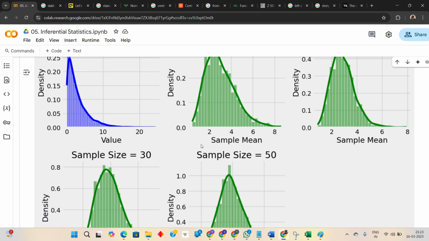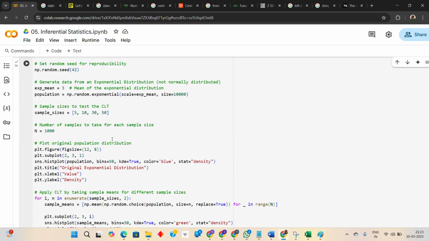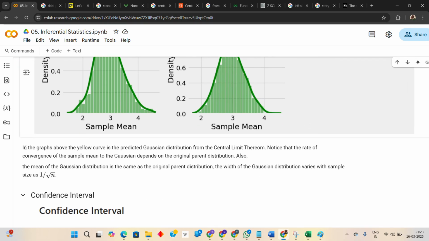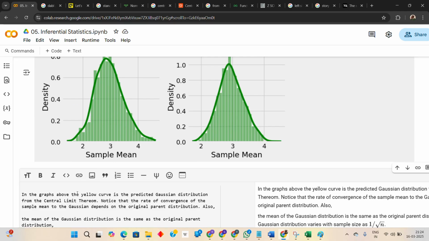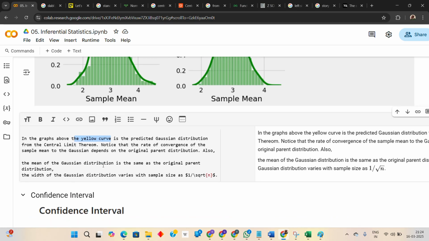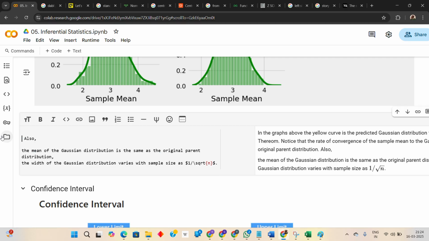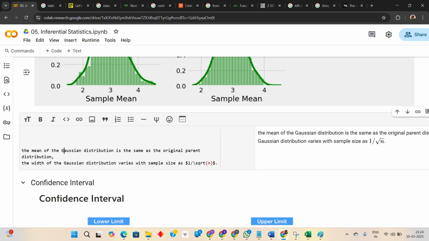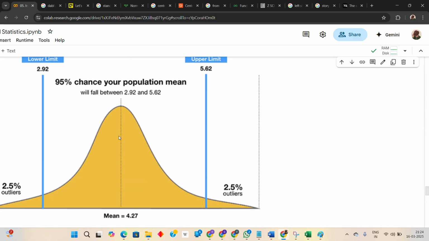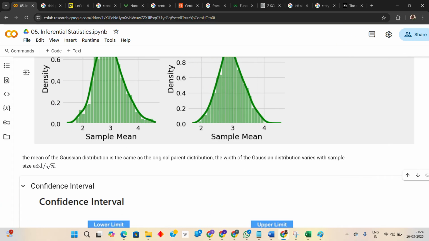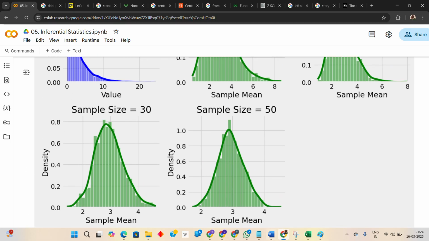Okay. This is what the central limit theorem explains. Got it? Here you can see the justification in the graphs above. The yellow curve, I changed the color. This is the mean of the Gaussian. The important thing is that the Gaussian distribution mean is exactly the same as the population mean, and the spread is given by the square root of 1 by n.